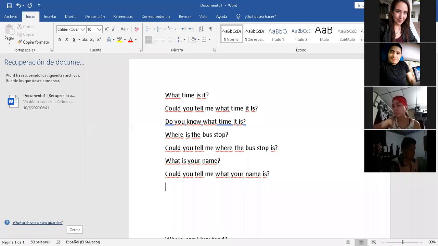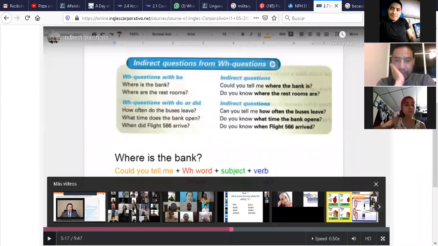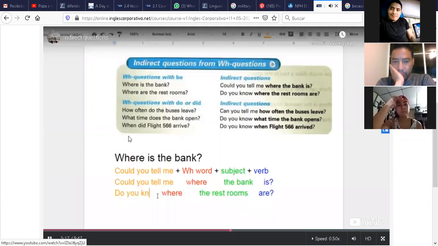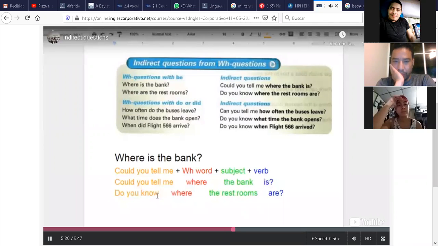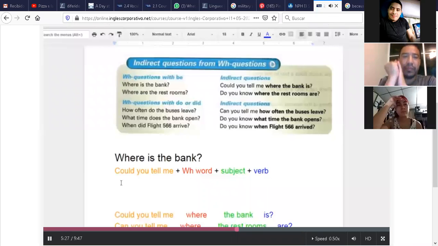Now, let's go back to this, because we're going to go with the next one. Let's continue. Do you know where the restrooms are? Basically, we're going to follow the same pattern for the questions that you see towards the bottom. The only difference here is that we're no longer using the verb to be. We're using other verbs, and we could be talking about the present or the past, and that's what is meant by either do or did. So let's try to make sense of those as well. In this case, it's a similar pattern.